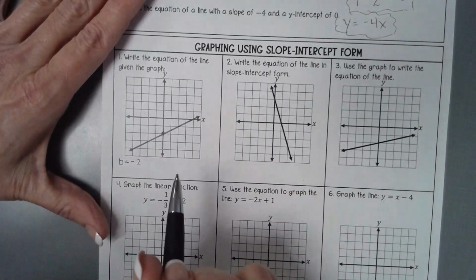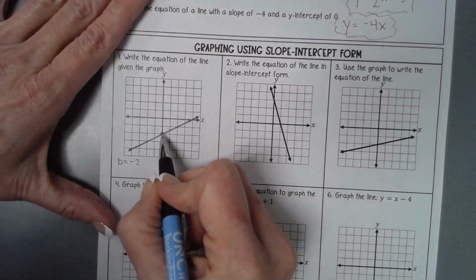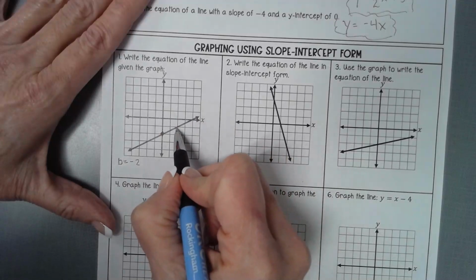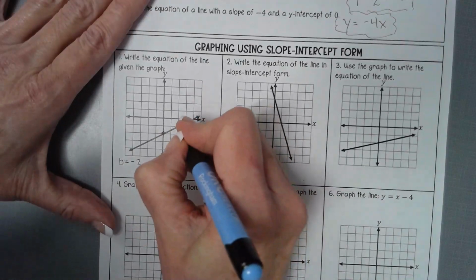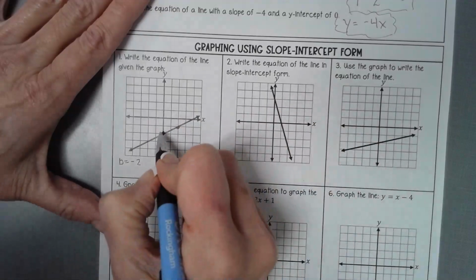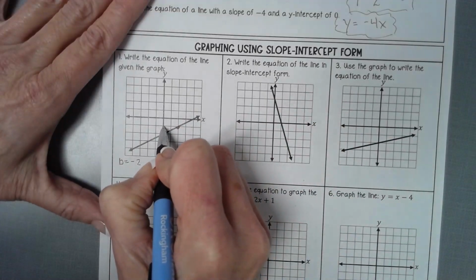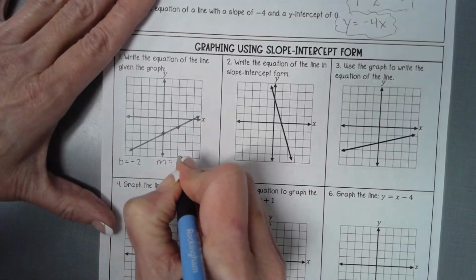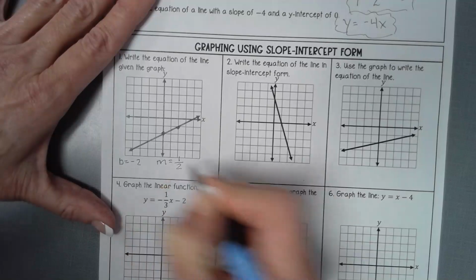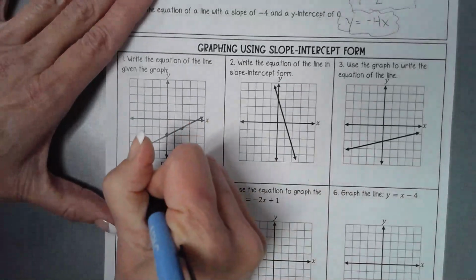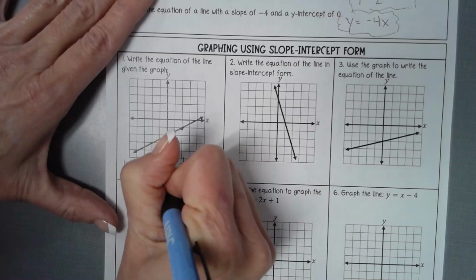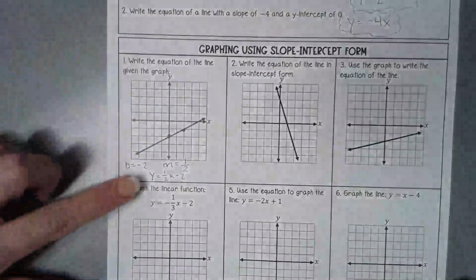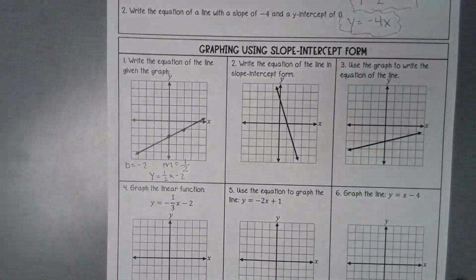And now we need to rise and run, and we need to find one more point that goes through the corner of a box. So there's one here. So the rise is 1 and the run is 2. So the equation is y equals 1/2 x minus 2. This equation matches this line.